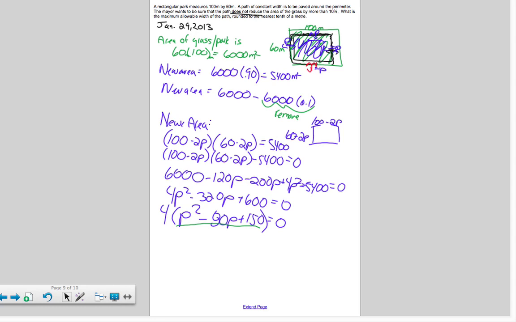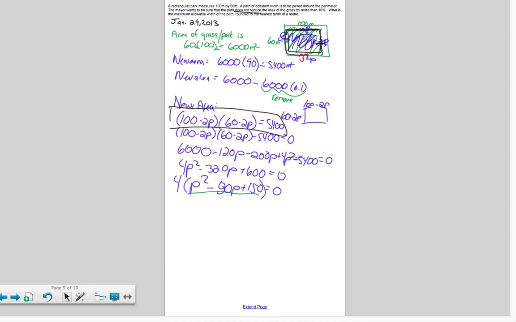So really, this comes down to exercise. I can ask you this on the test: solve for p. That's all it is. Solve for p, but you just have to get that equation somehow. You guys want to use the quadratic formula?